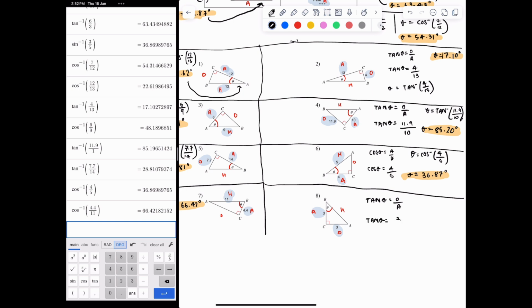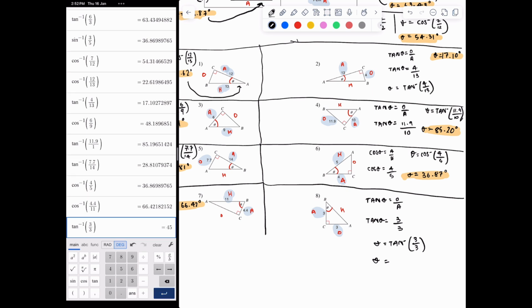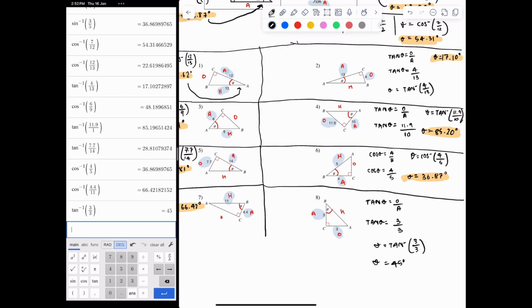Tan theta equals O over A, which is 3 over 3. Theta equals inverse tan of 3 over 3. 3 over 3 is basically 1, so what you should end up with is 45 degrees as your answer. Yep, which is shown on the calculator.